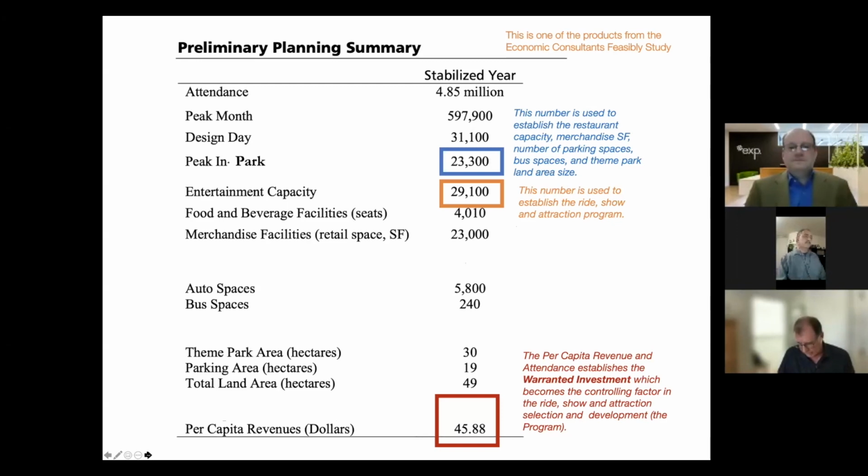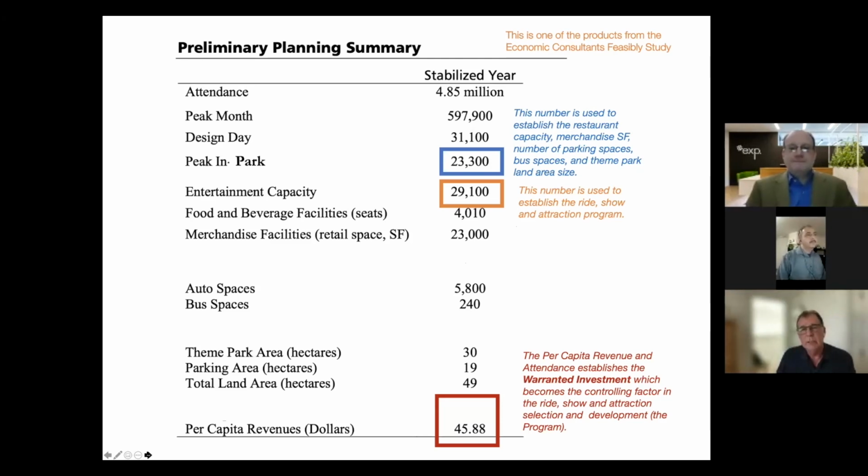In a separate analysis, the economic consultant will also estimate how much each guest will spend. This is called the per cap revenue, or per caps. That number and the attendance is used to calculate the warranted investment or the total budget of the park. That budget guides the design team's selection and budget for attractions, shows, and rides, the amount of theming on facades, and the level of area development.